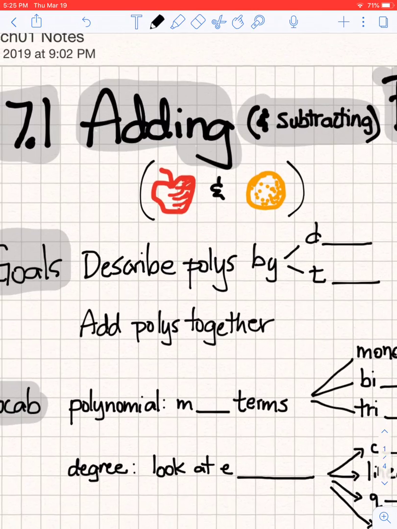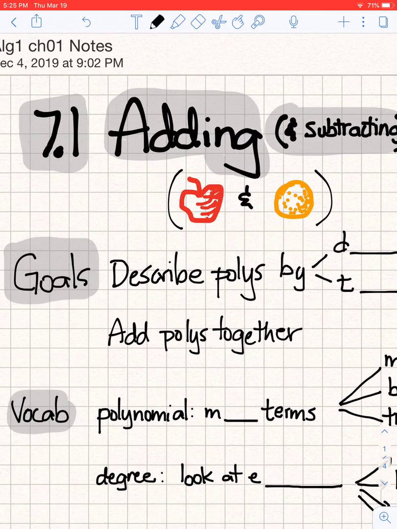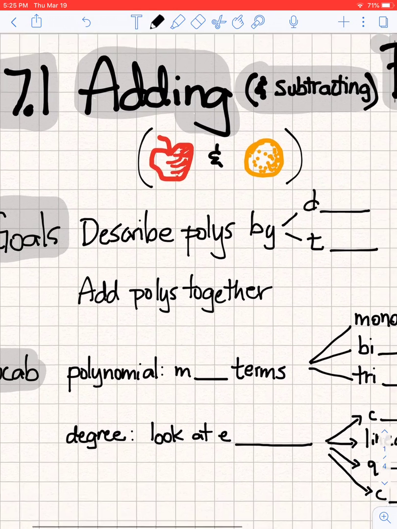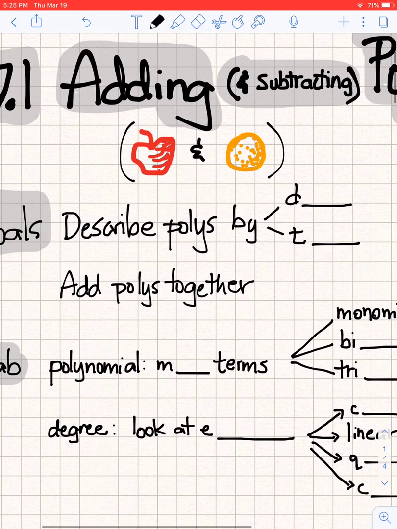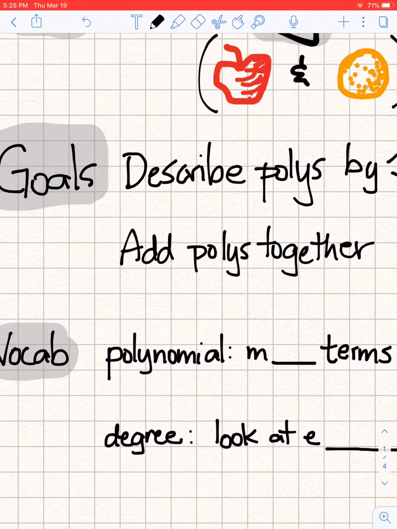This first lesson I'm going to call Apples and Oranges. Our main topic is polynomials and adding them. The reason I'm saying apples and oranges is that you're going to have to learn as you look at polynomials which ones are alike and which ones are not. And so we're doing two main things here. Number one, we're going to describe. Number two, we're going to add.